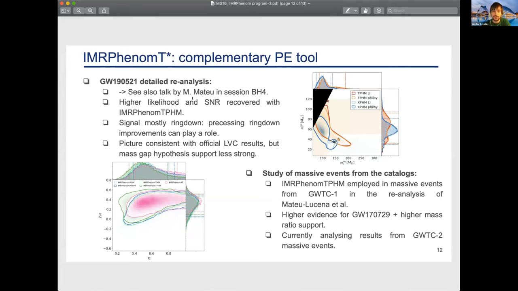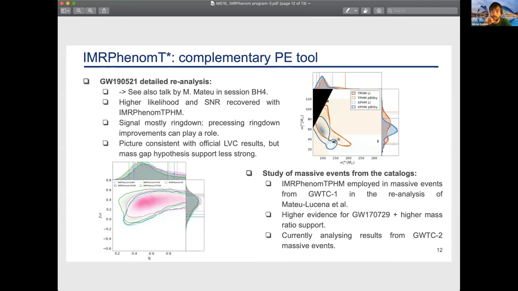In this work, we also reanalyze with XPHM, and with the new version of XPHM we are not able to reproduce the Nitz and Capano results, because this feature of the final spin is corrected. However, the event still presents a multimodal structure. This is also true for XPHM. You can see in this figure that XPHM also has some bimodality in the masses, and also in the mass ratio.